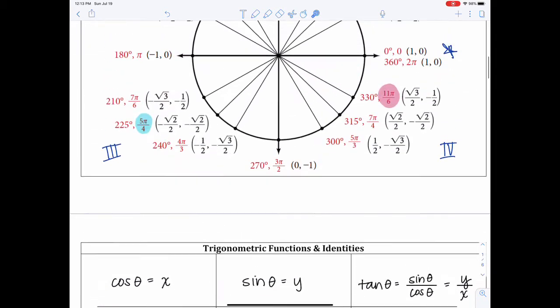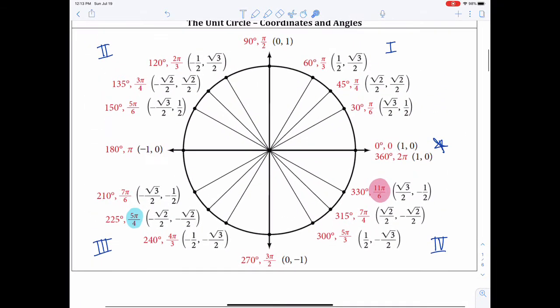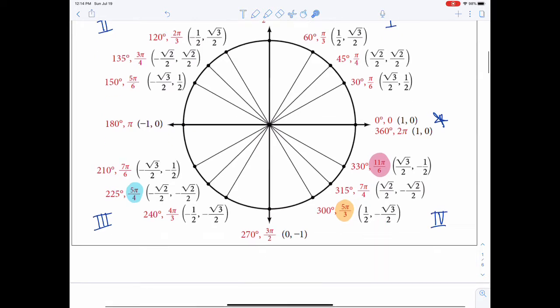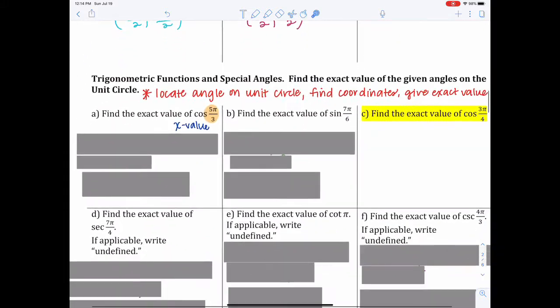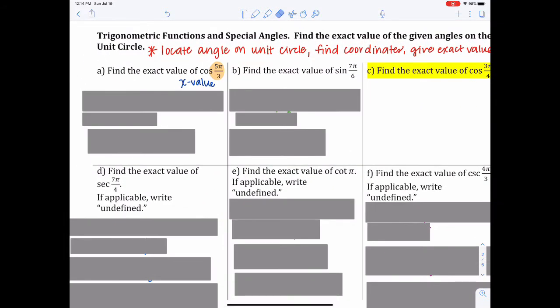5 pi over 3 we know is over 1 whole pi, which was over here. And if we're looking at our radians, 5 pi over 3 is right here. So I know this is our angle we're looking for. Therefore, the coordinates we want are 1/2, comma, negative square root of 3 over 2. I always like to write down my coordinates before I do anything else. So I know my coordinates are 1/2, comma, negative square root of 3 over 2.